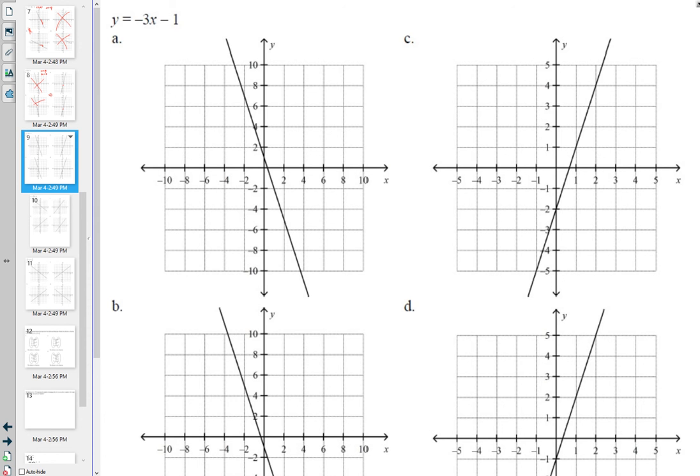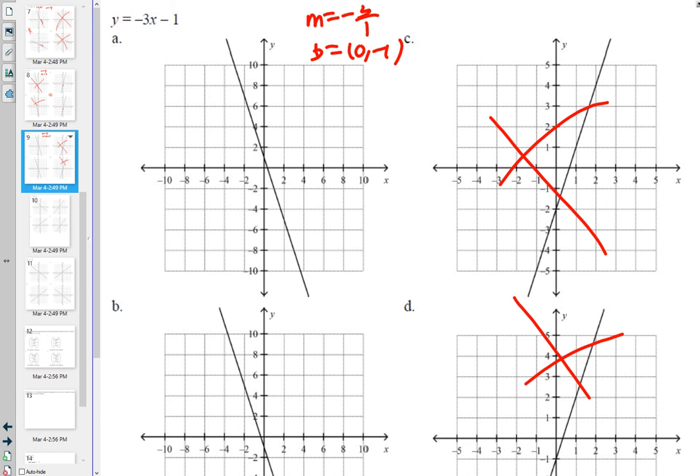Okay, this one, what form is this one in? It is slope intercept. The slope is -3/1. The y-intercept is 0, -1. I can get rid of C and D here because those have positive slopes. And there's only one here that's clearly passing through -1. And these were missed the most.